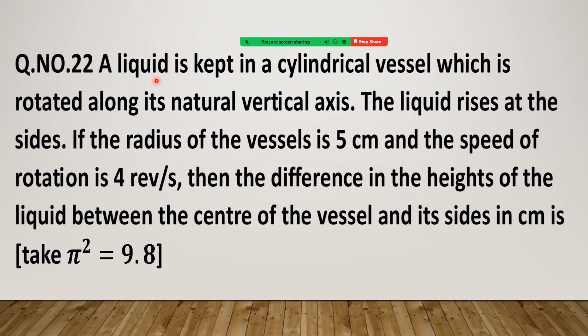A liquid is kept in a cylindrical vessel which is rotated along its natural axis, which is vertical. The liquid rises at the sides. If the radius of the vessel is 5 centimeter and speed of rotation is 4 revolution per second, then find the difference in the heights of the liquid between the center of the vessel and its sides in centimeters. Let us see how to start. Cylindrical vessel rotation about its natural axis, which is vertical.